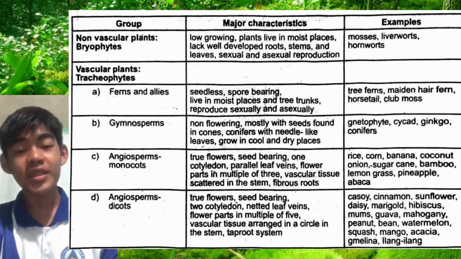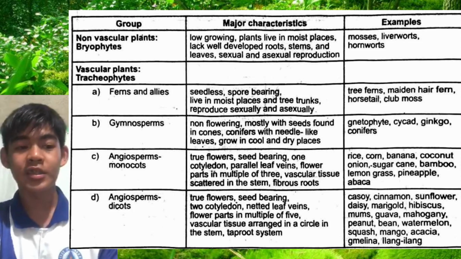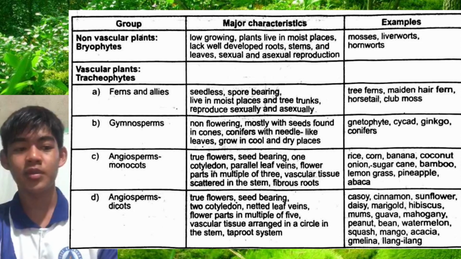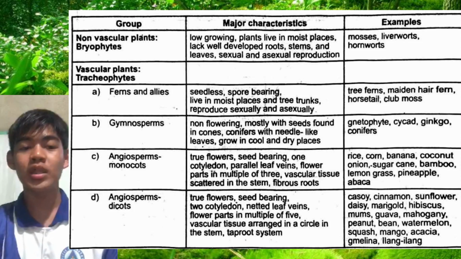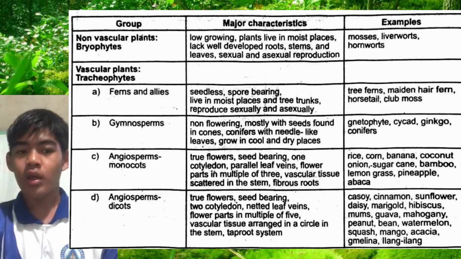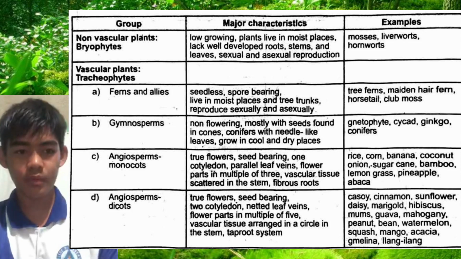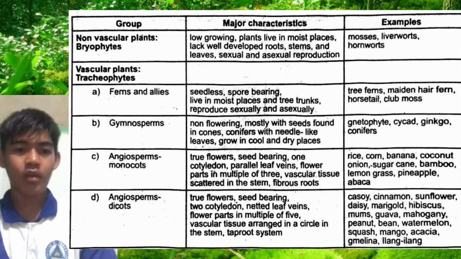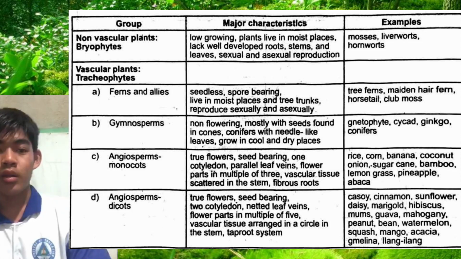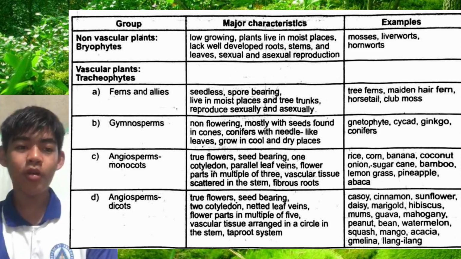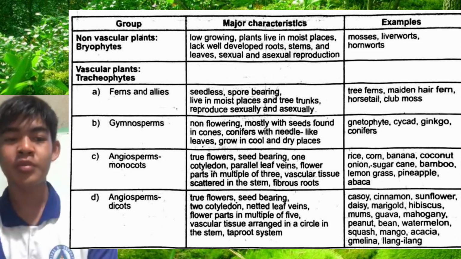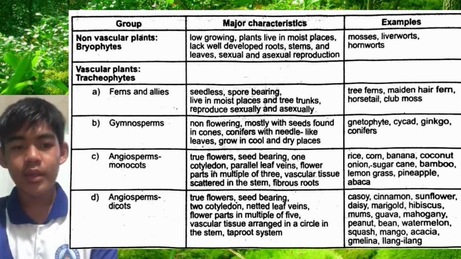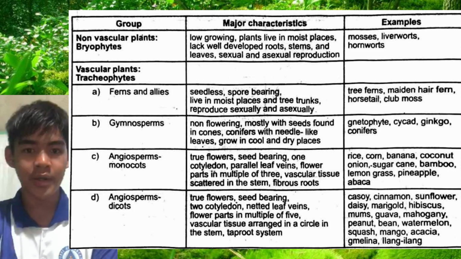So, the next group of vascular plants is the gymnosperms. The characteristics of gymnosperms are non-flowering, mostly with seeds found in the cones, conifers with needle-like leaves, grow in cold and dry places. So, the examples of gymnosperms are the Gnetophyte, cycad, ginkgo, and conifers.